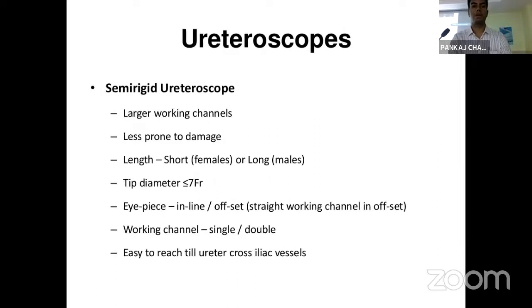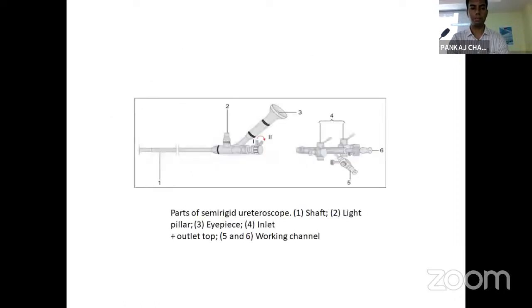Semi-rigid ureteroscope: larger working channels are present and they are less prone to damage. Length is short in females and long in males. Tip diameter is less than 7 French. Eyepiece may be inline or offset, with a straight working channel in the offset. The working channel may be single or double. They are easy to reach until the ureter crosses the iliac vessels.